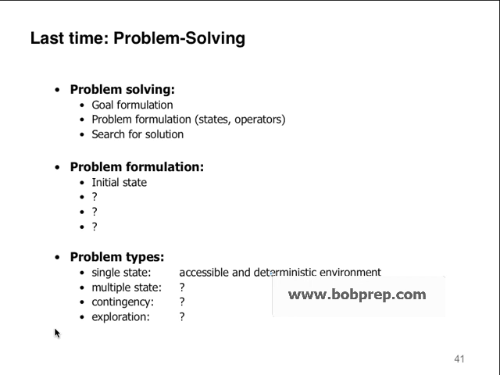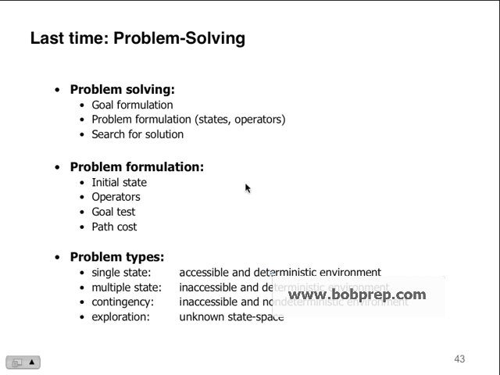Last time we looked at problem solving, and the problem solving had some characteristics associated with it. So this is the problem framework. I call it a framework. Other people refer to it by other names. It's a problem solving approach. And so what do we have here? We have the problem solving, which is looking at the goal formation, the problem formation, the states, the operators, the search for a solution, and then we have the problem types. The problem formations deal with the initial state, operators, goal test, path cost.